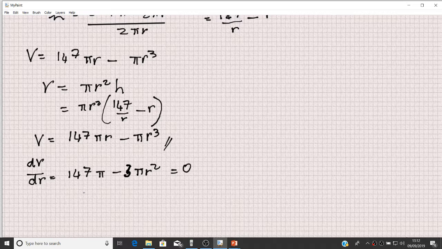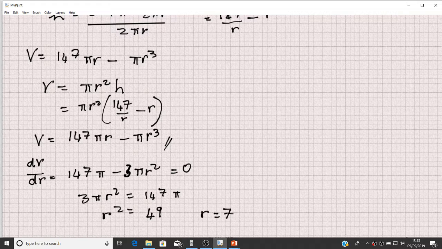So we have 3 pi r squared equals 147 pi. I can say r squared equals 147 pi divided by 3 pi, which gives me 49. If r squared is 49, r could be plus or minus 7, but we know the radius can't be negative, so we're just going to go straight to saying r is positive 7.